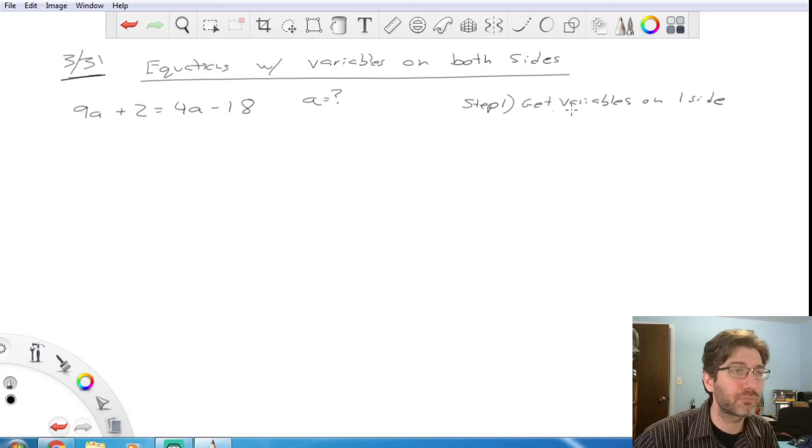But here, we only get our variable to one side. And again, we can move the 4a over here, or we can move the 9a over here. We're in the notes right now.